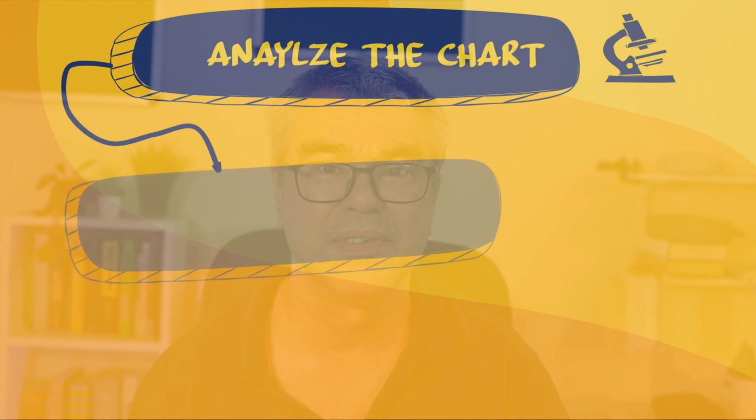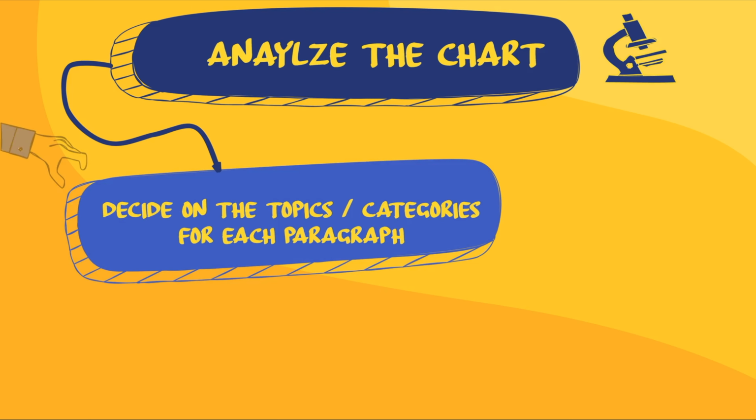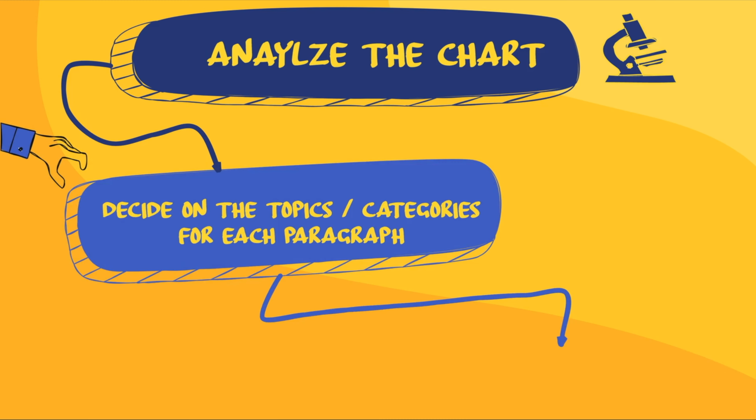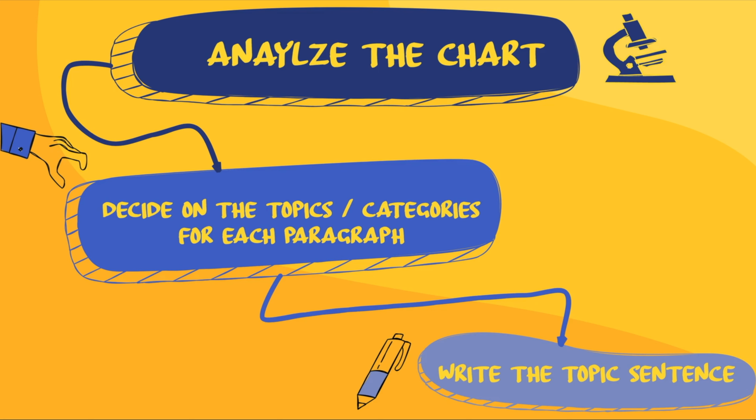Once you have studied the chart, then you need to ask yourself, what are my categories? Once you know what the categories are, then you have the names of the paragraph. That is one paragraph for each category. And then once you know the category, you can write the topic sentence, because in task 1, the topic sentence really is just naming the category that you are going to describe.